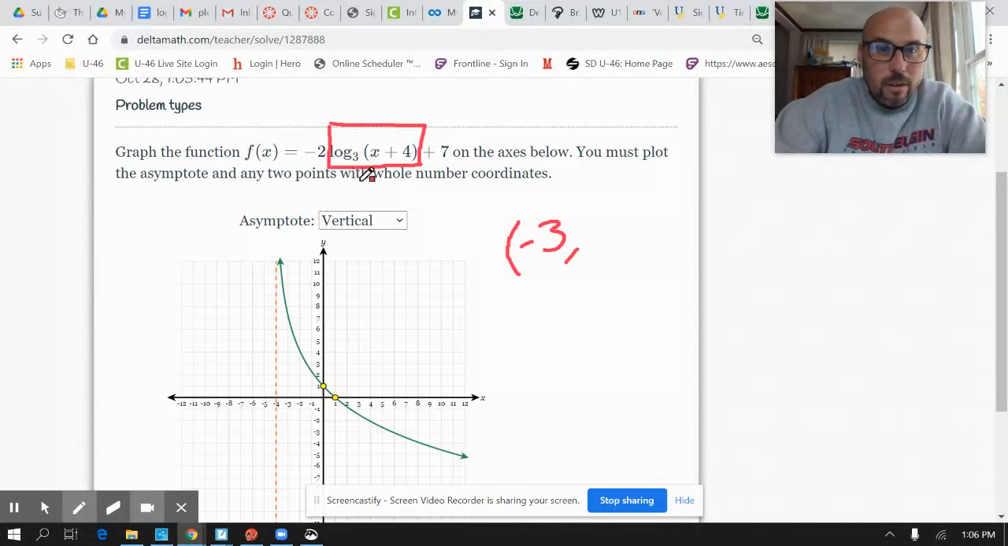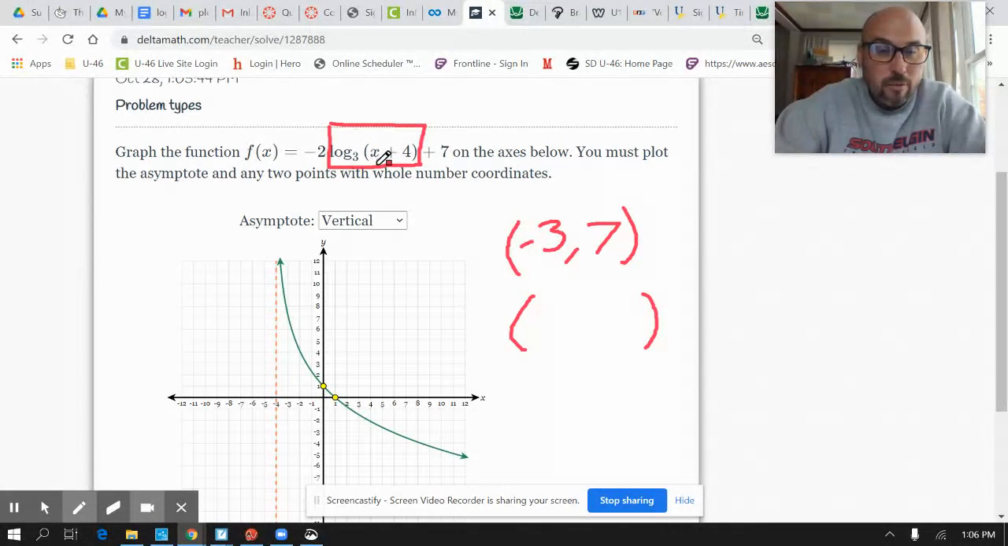If x is negative 3, then this is log base 3 of 1, which is 0. And negative 2 times 0 plus 7 is 7. So you've got an ordered pair of negative 3, 7. And we need to find another one. I'll plot that in a second. What's another choice for x? You've got 2 good choices.